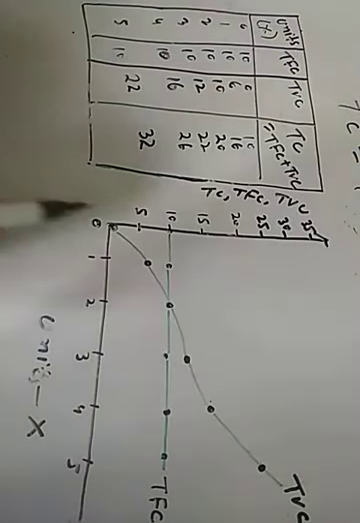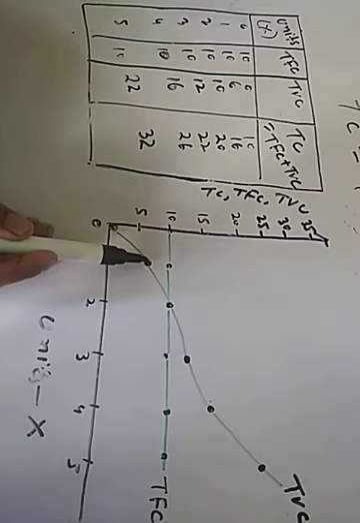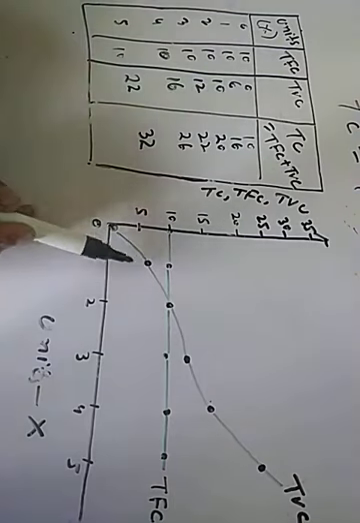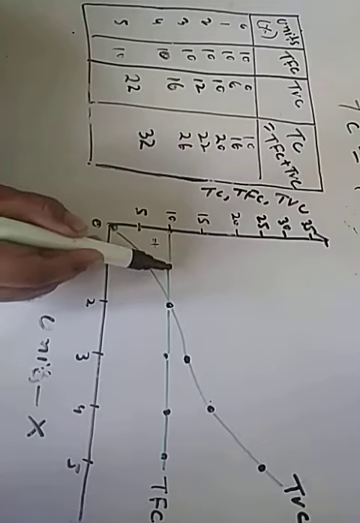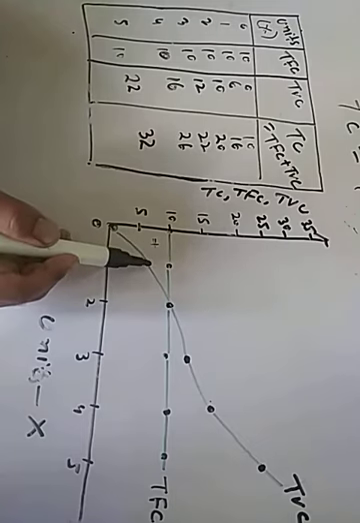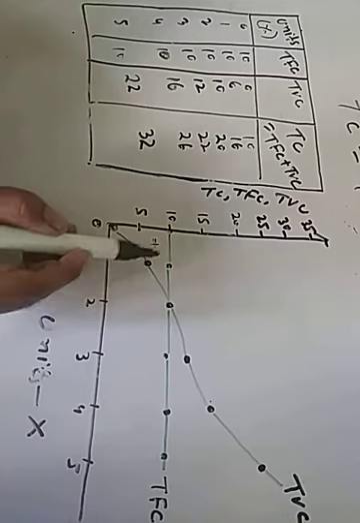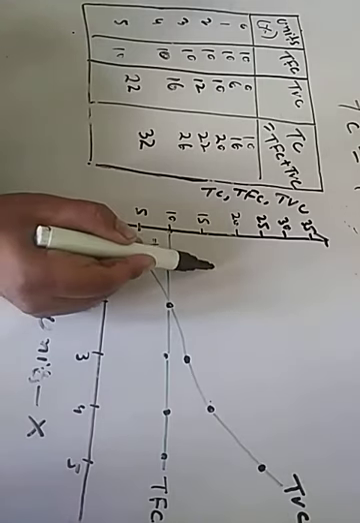Now when level of output is 0, total fixed cost is 10 and total variable cost is 6. These points lie on the total variable cost curve, and their addition gives us 10 plus 6 equal to 16. 16 will lie here.